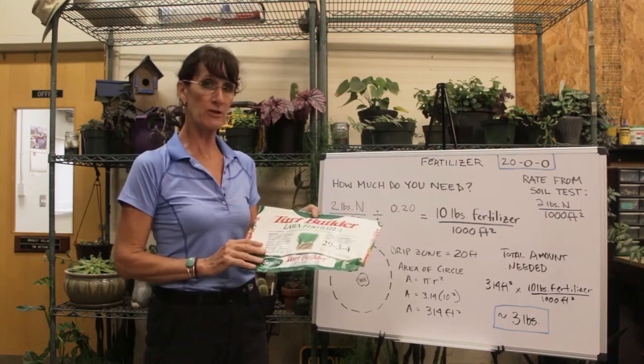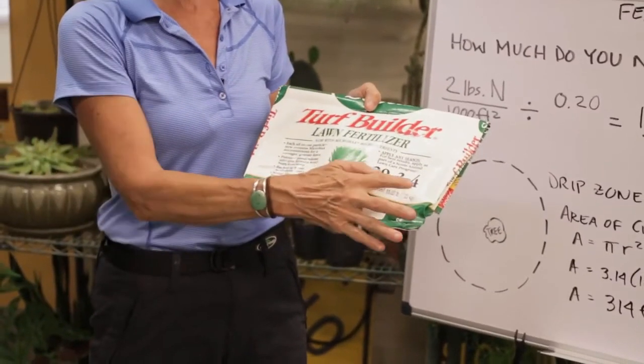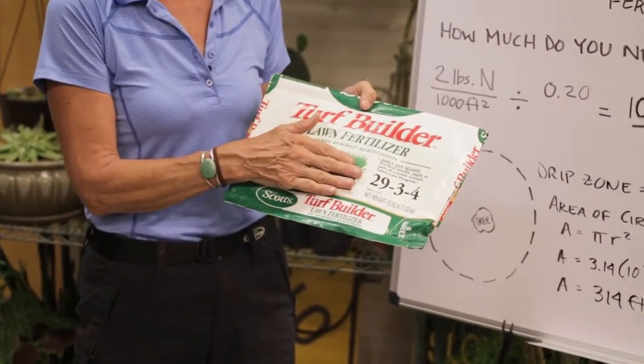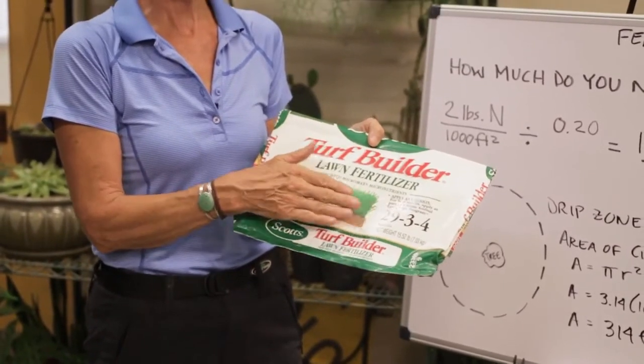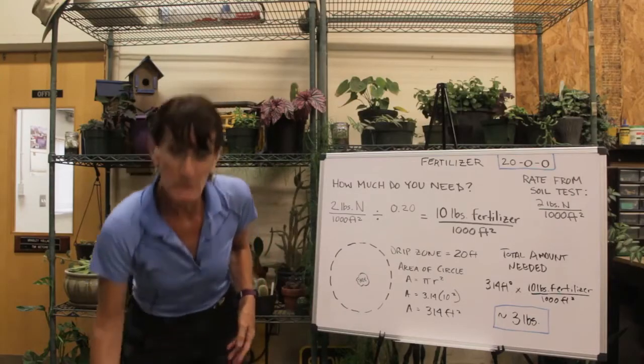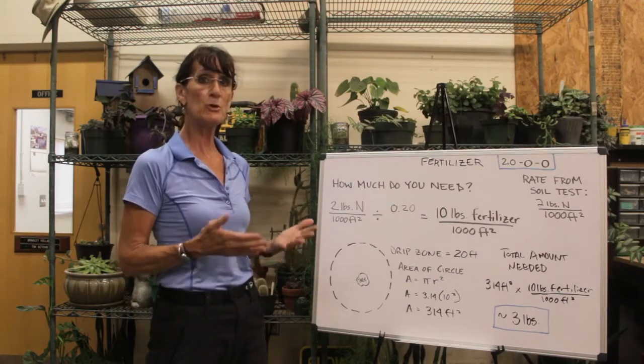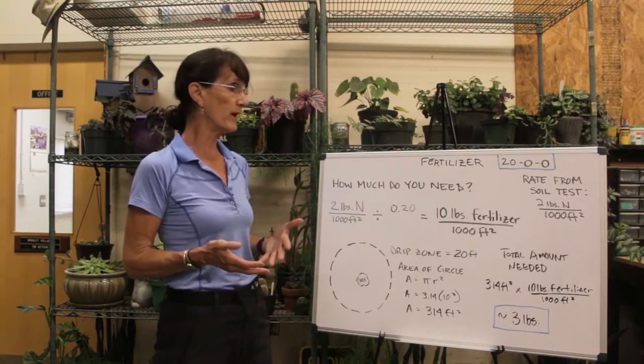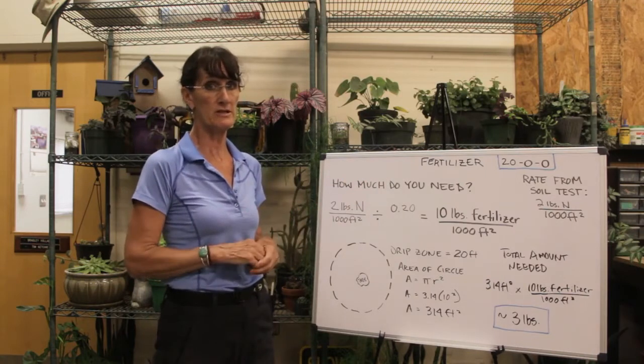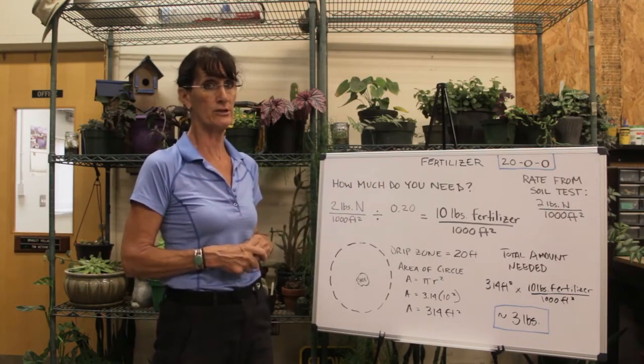This is a turfgrass fertilizer, and you can see that it's 29-3-4, so it has a very high concentration of nitrogen in that package. So once we know what kind of fertilizer we're going to use, we need to calculate how much we need to apply based on the rate. And the rate should come from the soil test that you conducted prior to doing your fertility program.